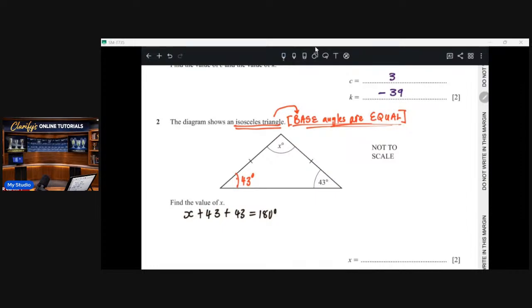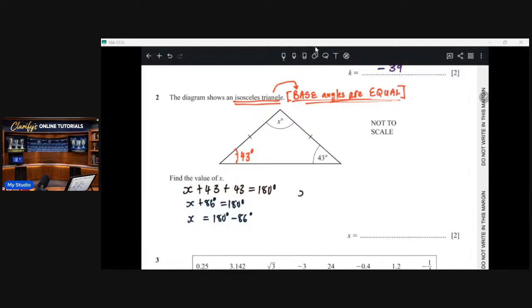Now to find x, we first add 43 plus 43. You get 86. So x plus 86 gives us 180 degrees. Now to get x, we say 180 degrees minus 86 degrees. You put it in your calculator, you get 94. So x is 94 degrees. You put 94 degrees, you have found x.